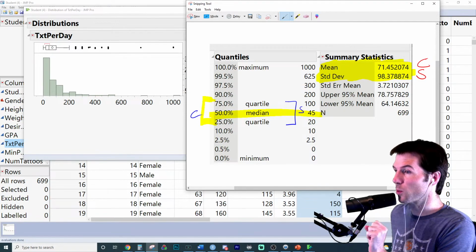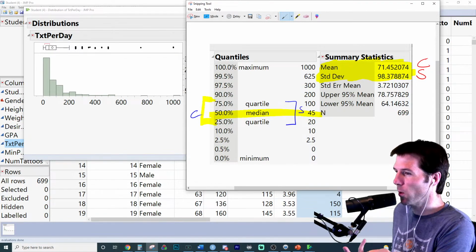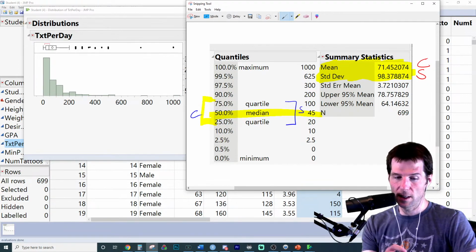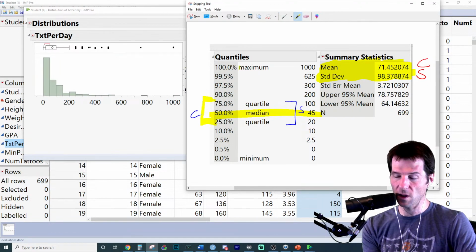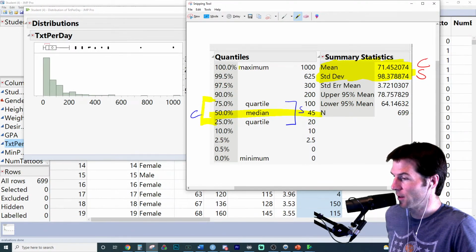IQR as a measure of spread, correct. And then what is the IQR paired with?